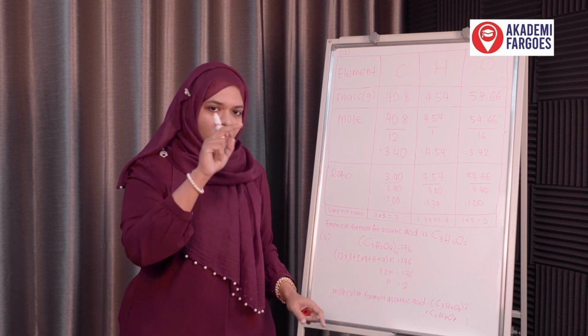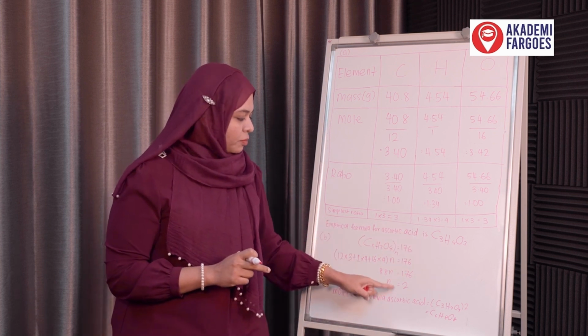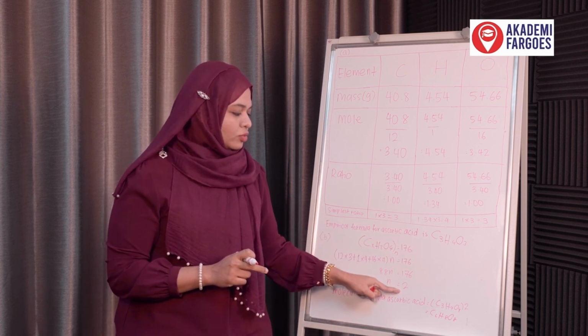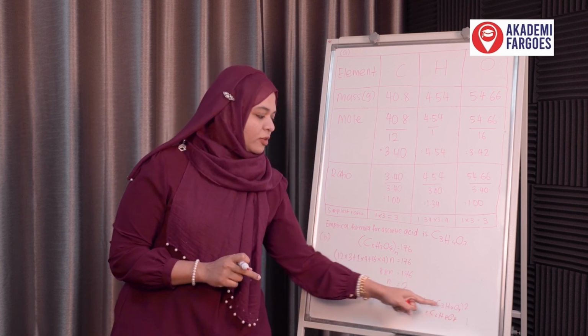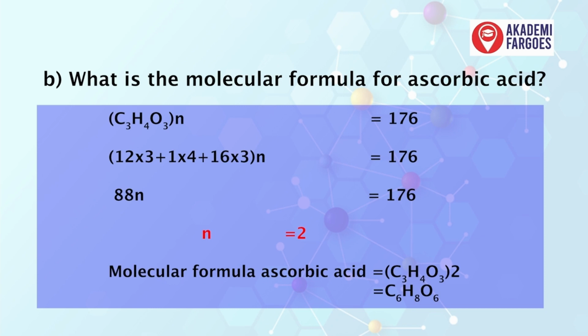Now the ratio is 2. You take the empirical formula, put back the N is 2, which is here. Then you expand. 3 times 2, 6. 4 times 2, 8. 3 times 2, 6. This is the molecular formula for ascorbic acid. C6, H8 and O6.